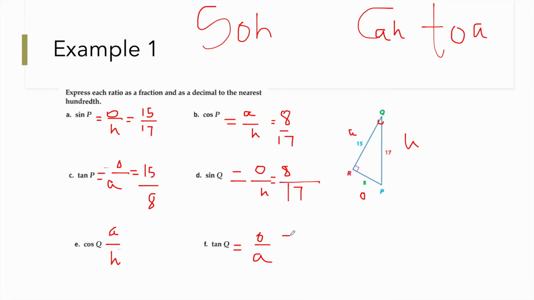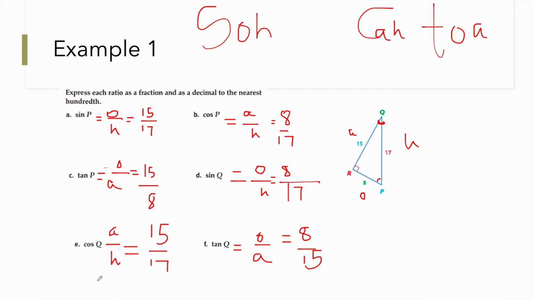And then my O here, it's 8. My A is 15. And then here, 15 over 17. Okay? So I hope you understand. It depends on the angle. If you are here, the opposite is here. If you are here, the opposite is there.